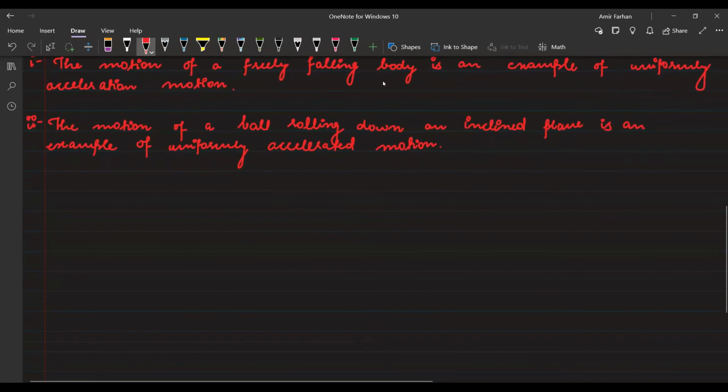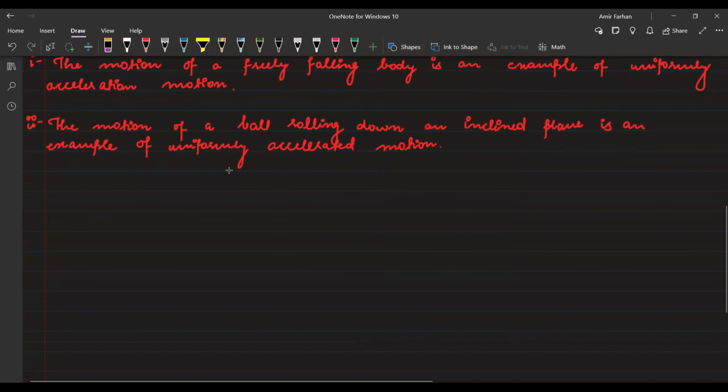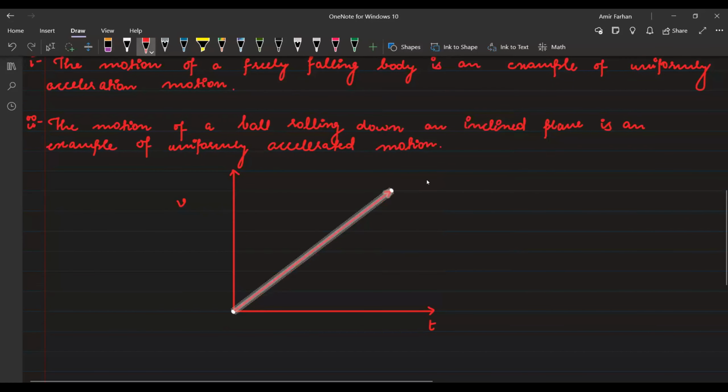Just a second. The graph of velocity. So I want to draw a velocity time graph, to draw the acceleration. So it will be a straight line. Okay, so the velocity time graph of a uniform acceleration is a straight line.